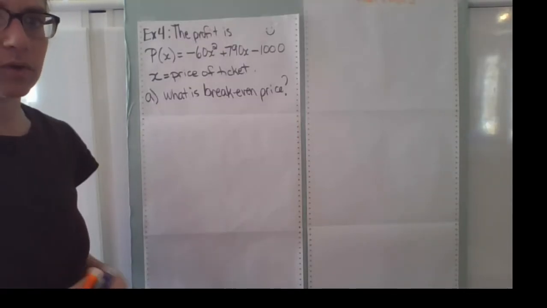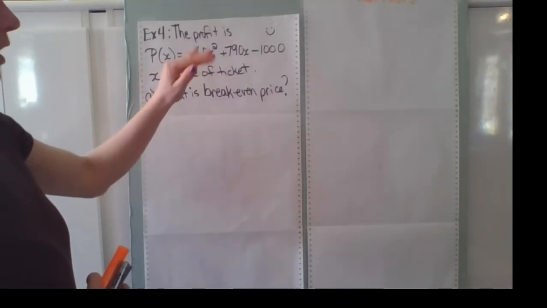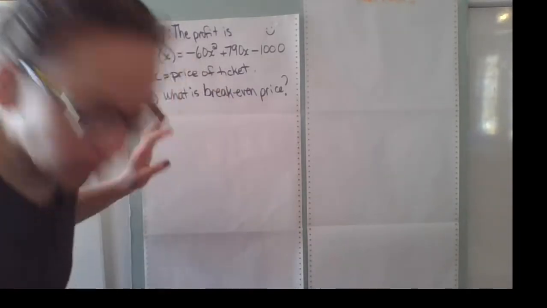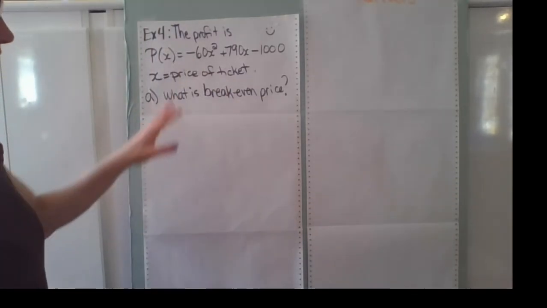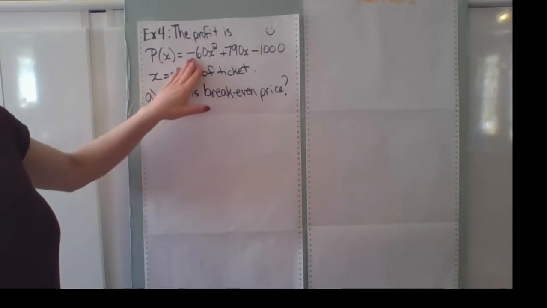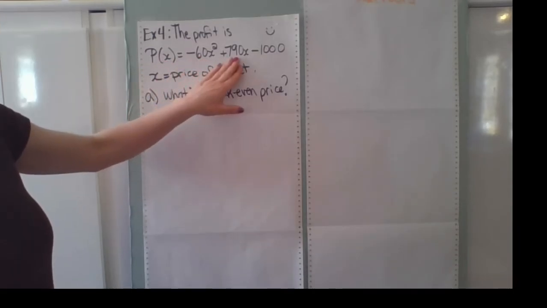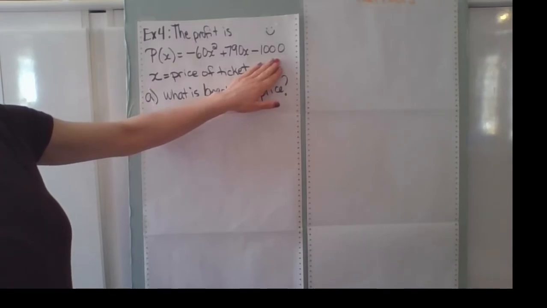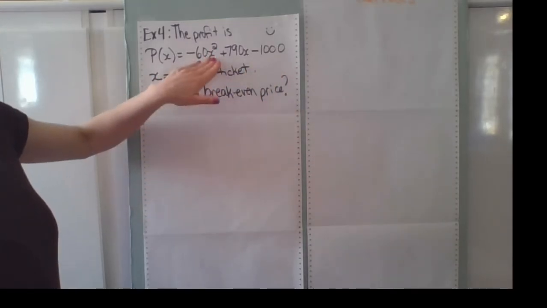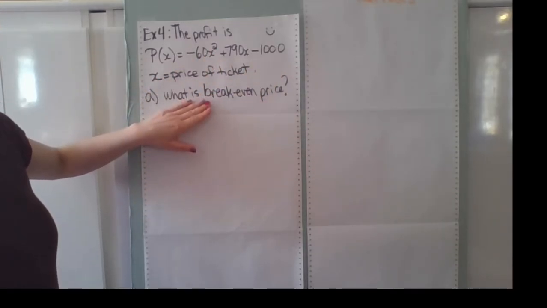Okay, now we've got a word problem. I just simplified it from our worksheet. The scenario is we've got a profit on a school drama production. It's modeled by P of x equals negative 60x squared plus 790x minus 1,000. X is the price of a ticket, and we want to figure out the break-even price.